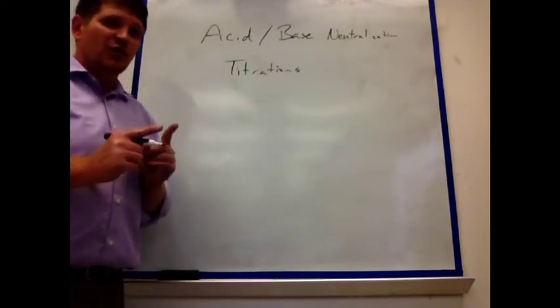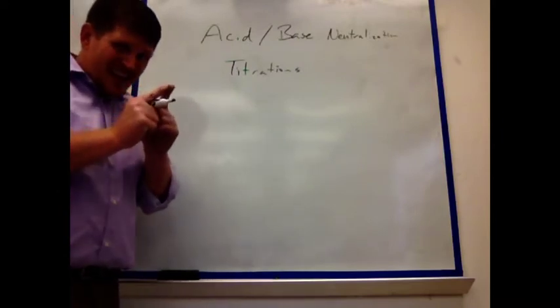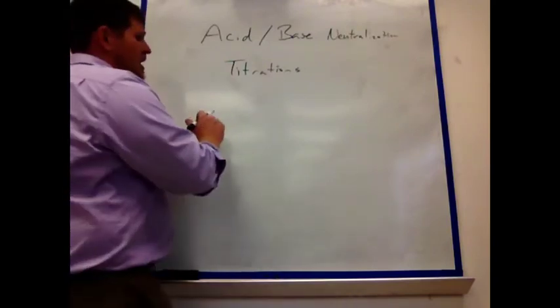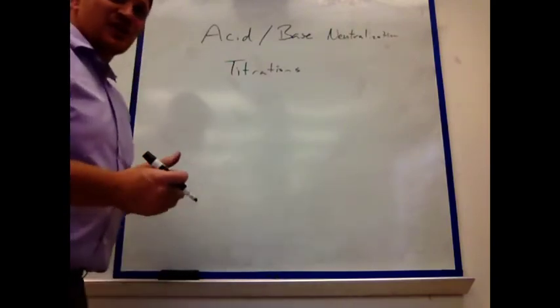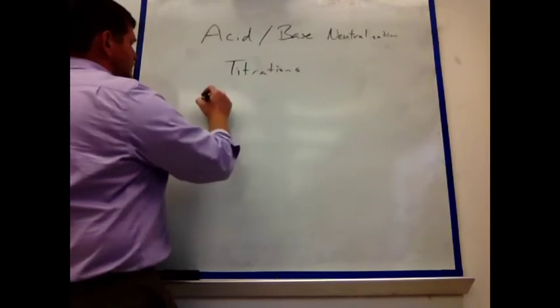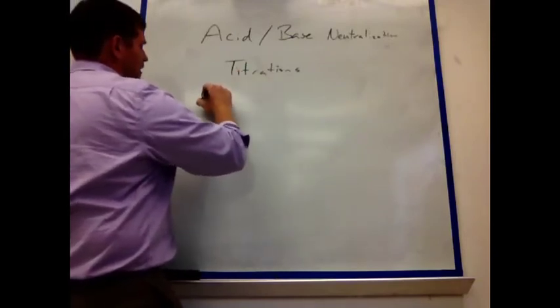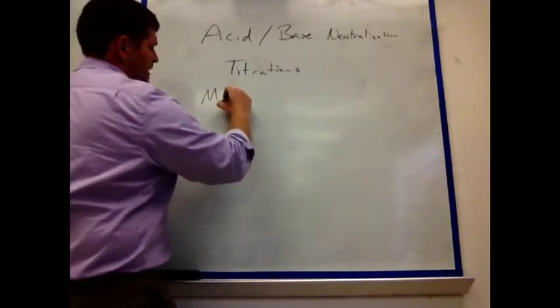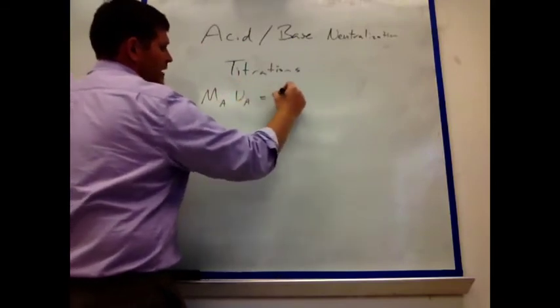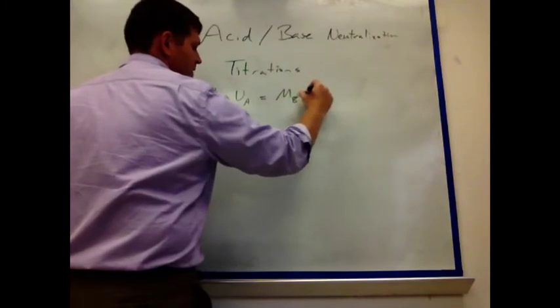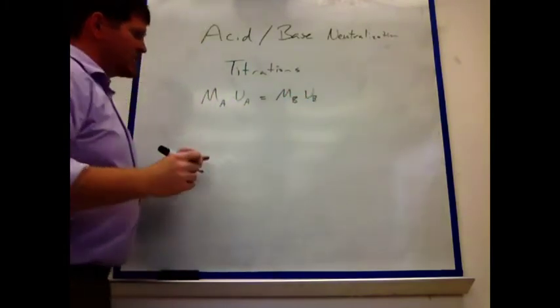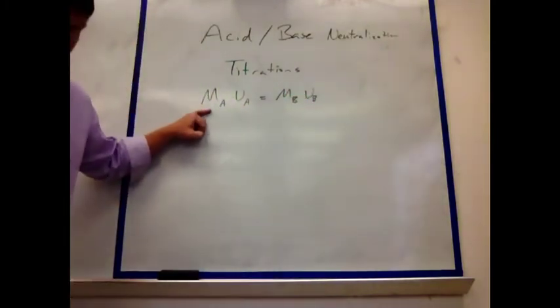So we're going to be looking for a really, really light pink so we know exactly when we get there. Now, it's not going to be exactly neutral, but it's going to be close enough for what we're doing. So the titration equation, I want to show a couple of them real quick for you, is MaVa equals MbVb, which should look pretty similar because this is basically just our dilution equation.